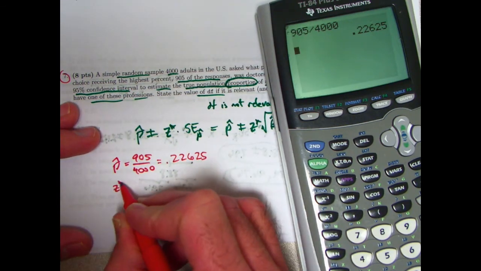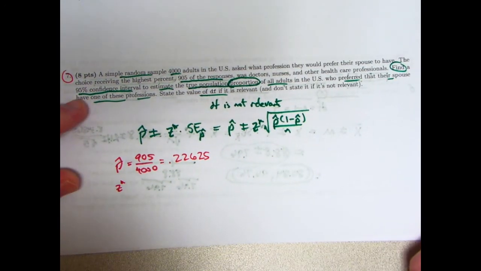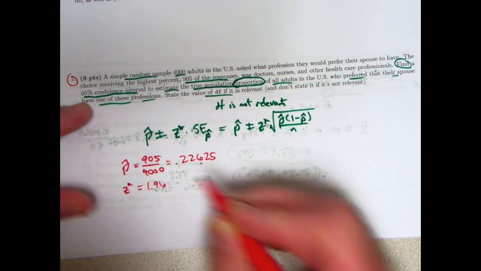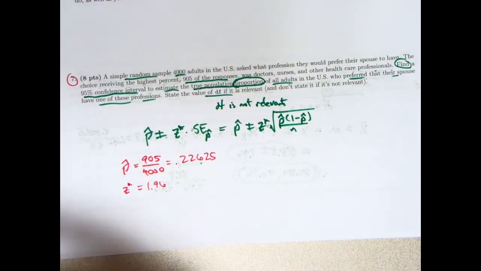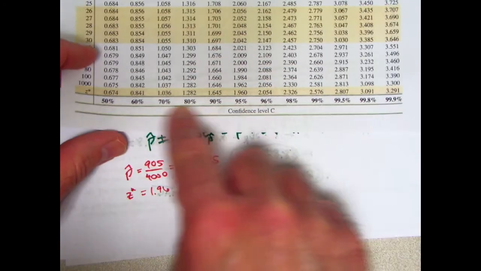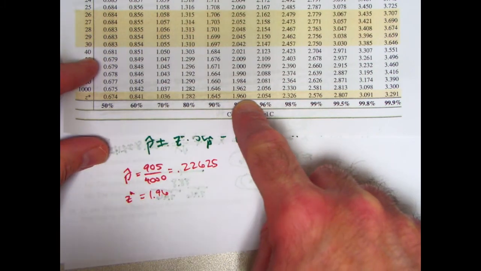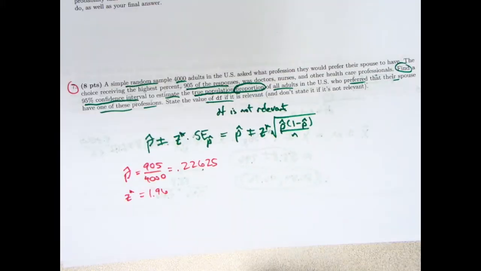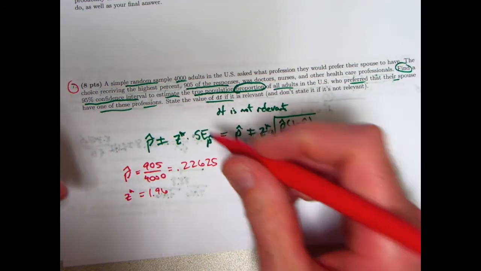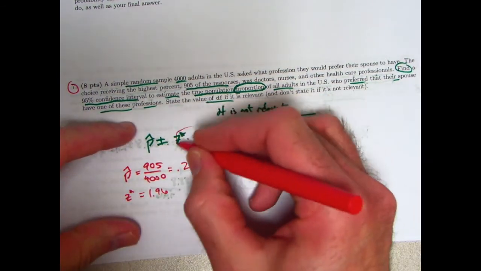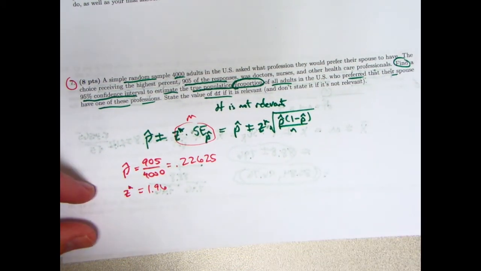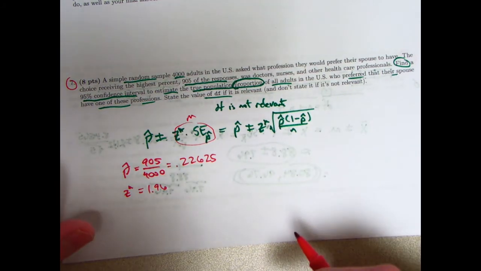Z star for 95% confidence. Probably done that one so much that you might remember it. It's 1.96. It can be found from the same table in the textbook that I use at the very bottom here. 95%, there's a Z star line, 1.960. Okay, that's one of the more common ones to use. Again, that's a special number. That's the multiplier times the standard error to get the margin of error. This could be called M if you like. And 95% is one of the most common confidence levels too.